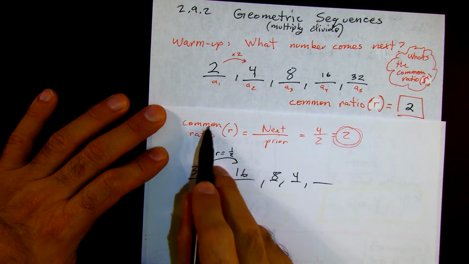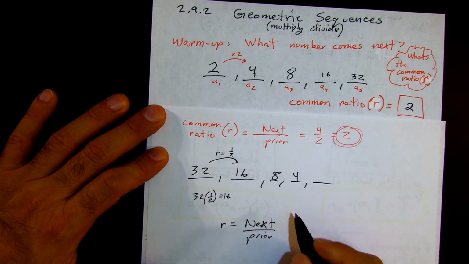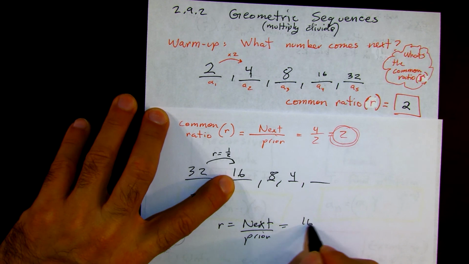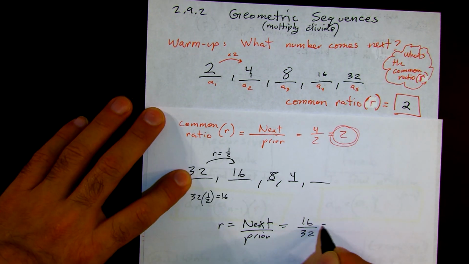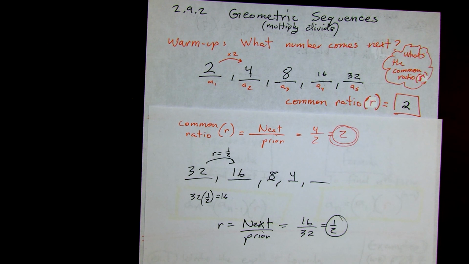And remember how we could find the common ratio. If I'm looking for the ratio, it's really just the next divided by the prior. So in this case, we would take 16, we divide it by the prior, 32, we'd get 1/2. So however you figure that out, just know that when we have fractions as our common ratio, it gets smaller each term.